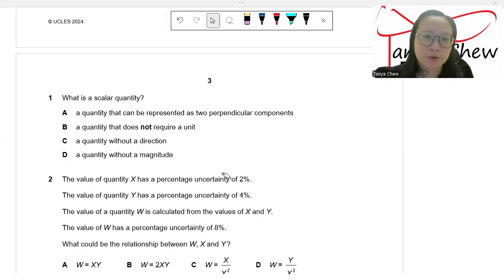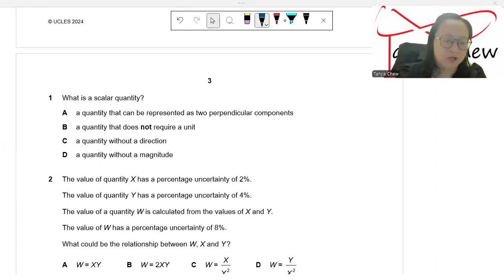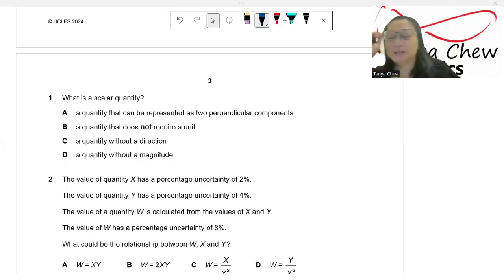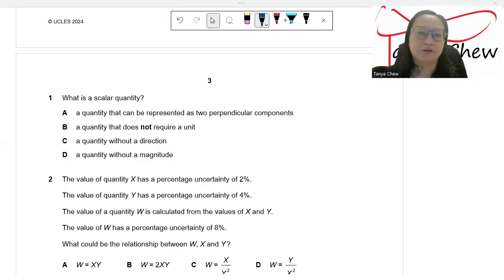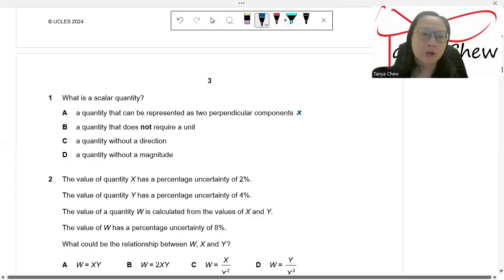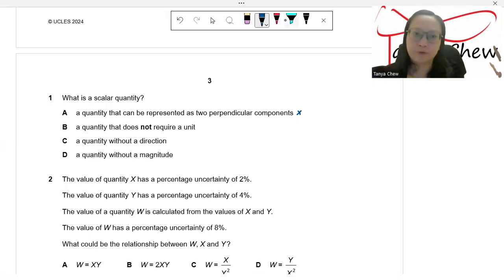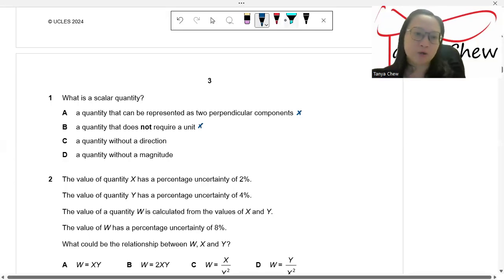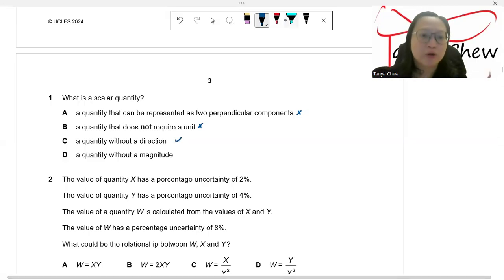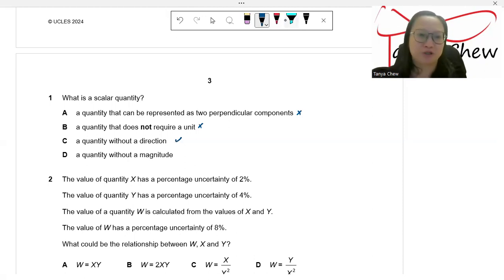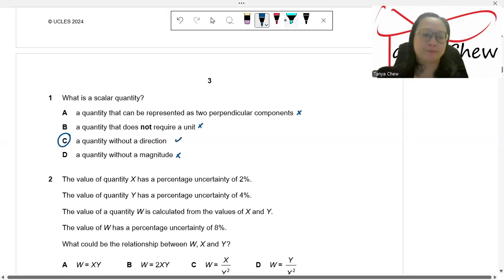A, the quantity can be represented by two perpendicular directions, two perpendicular components. Two perpendicular components could be X, could be Y component. That is more like a vector quantity. So this is wrong. B, a quantity that does not require a unit. Whenever there is an appropriate unit, you have to put a unit for a scalar quantity. So this is wrong. C, a quantity without a direction. That is true. And D, a quantity without a magnitude? How can it be without a magnitude? That is wrong. Therefore, the answer is C.